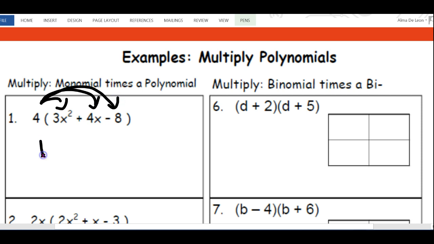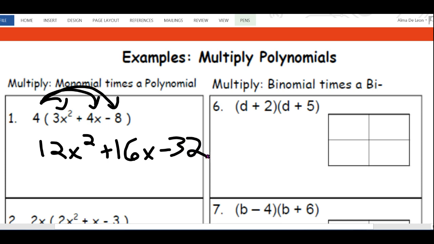4 times 3 is 12, so that's 12x squared. 4 times 4x is the same thing as 16x. And then 4 times negative 8 is the same thing as negative 32. And I'm done. That's my answer. Easy. Let's do number 6 together.